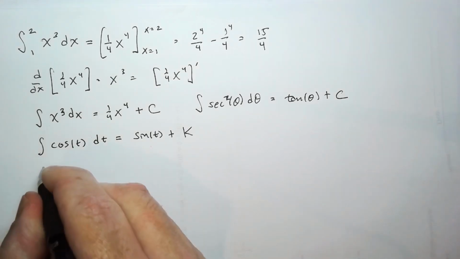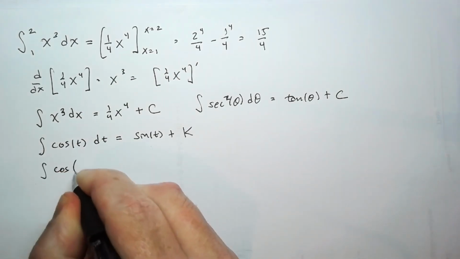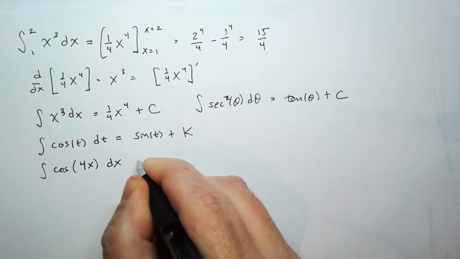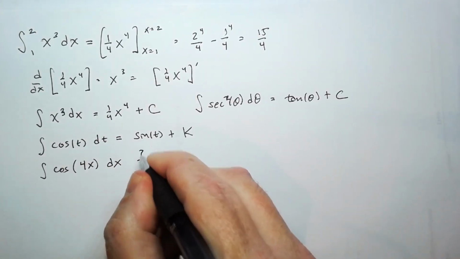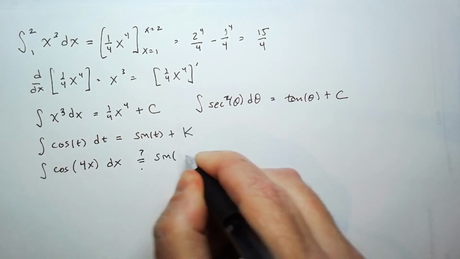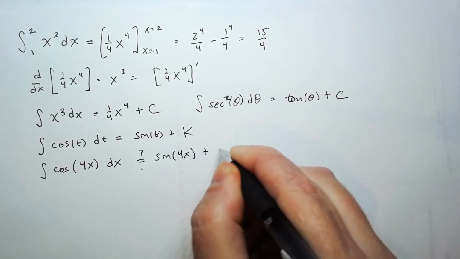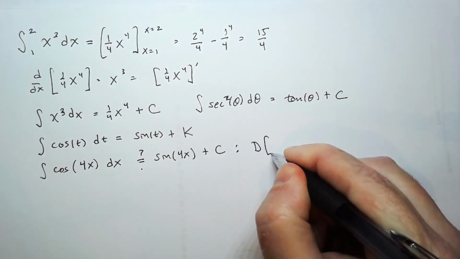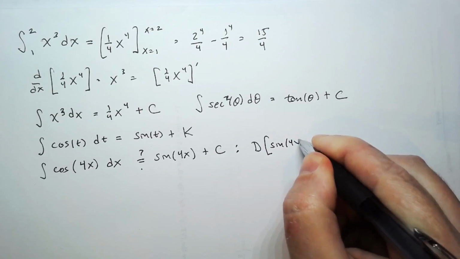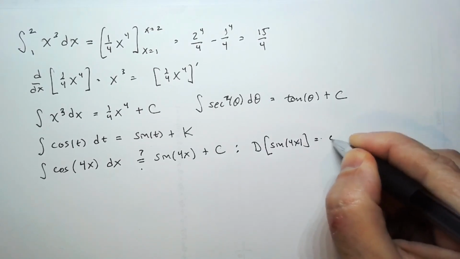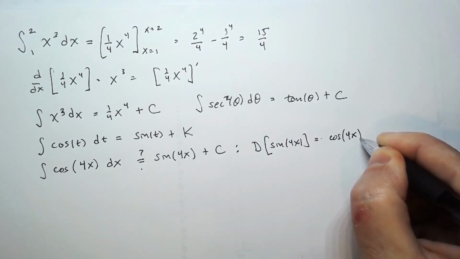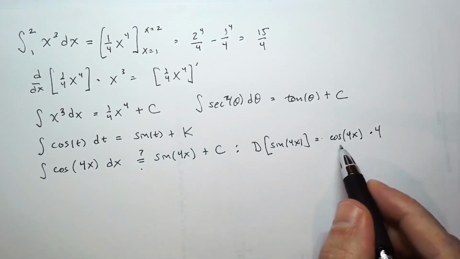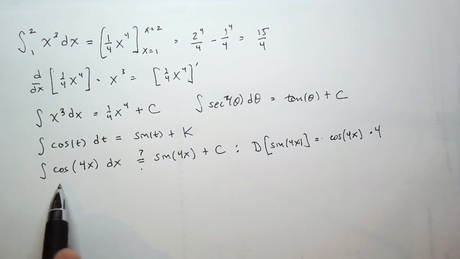Now, what if I wanted the antiderivative of cosine of 4x dx? I might guess that the answer would be sine of 4x plus some constant. But to check that, I could take the derivative of sine of 4x. This would be cosine of, leave the inside part alone, times the derivative of the inside part. I have 4 times cosine of 4x. That's not what I want.